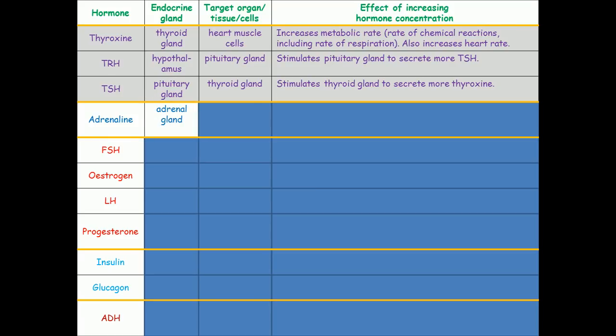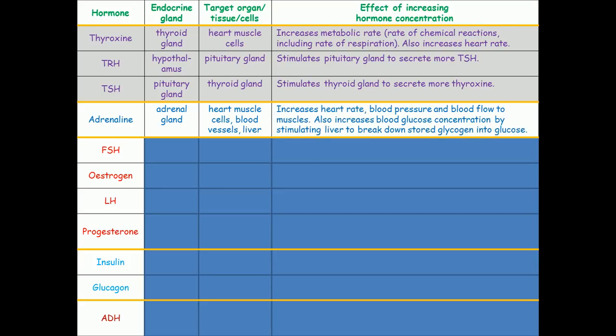Adrenaline is produced by the adrenal gland. It's got lots of different target organs. So it's got heart muscle cells, blood vessels, and liver. And it causes different effects. So it increases the heart rate, blood pressure, and blood flow to muscles. It also increases blood glucose concentration by stimulating the liver to break down stored glycogen into glucose.